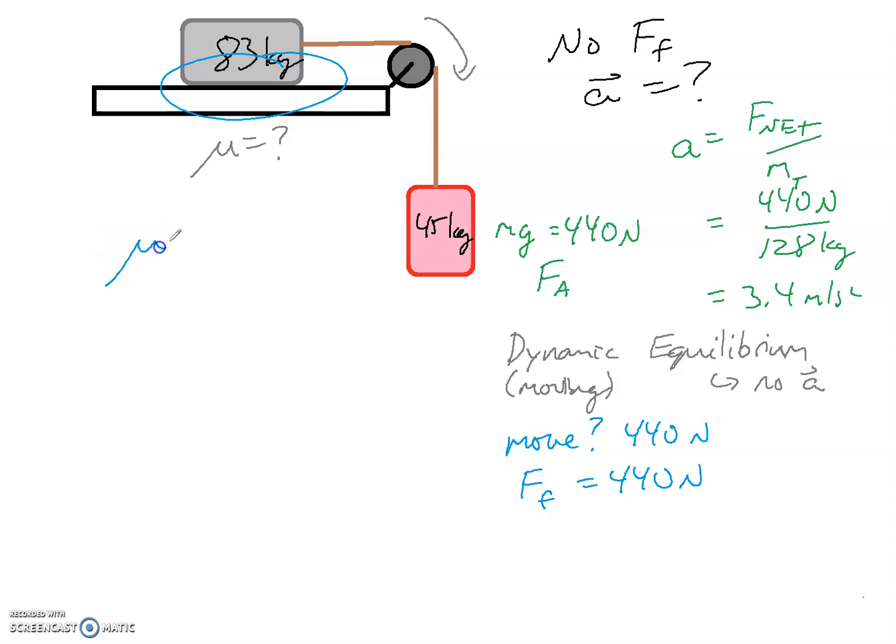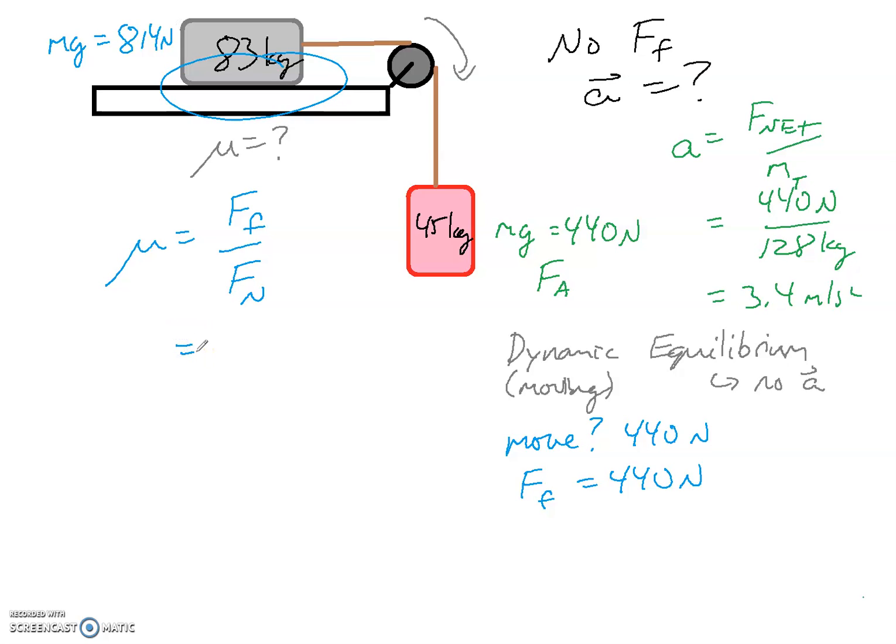Alright, well, to find the coefficient of friction, that is the force of friction divided by the normal force. Now the normal force has nothing to do with the 45 kilogram box because it's not where the friction is, it's not even sitting on anything. The normal force would just be the weight of this box because that is where the normal force is coming from. So if we do the 83 times 9.81 to find the weight of this box, the mg for that box is about 814 newtons, that is what is supplying the pressure of the normal force between the two surfaces.